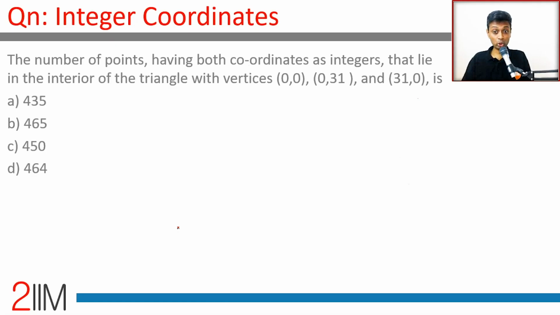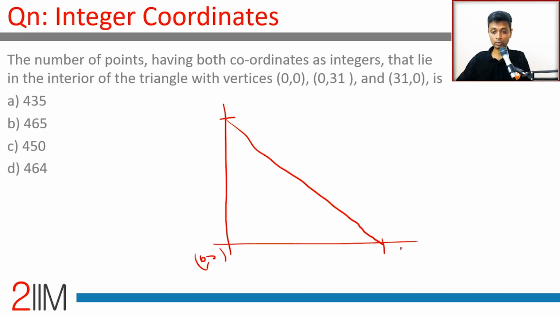The number of points having both coordinates as integers that lie in the interior of the triangle with vertices (0, 0), (0, 31), (31, 0)... Luckily enough, 31 and 31 is a nice triangle. (0, 0) would be here. This would be (31, 0). This could be (0, 31). We want to find all points on the interior.